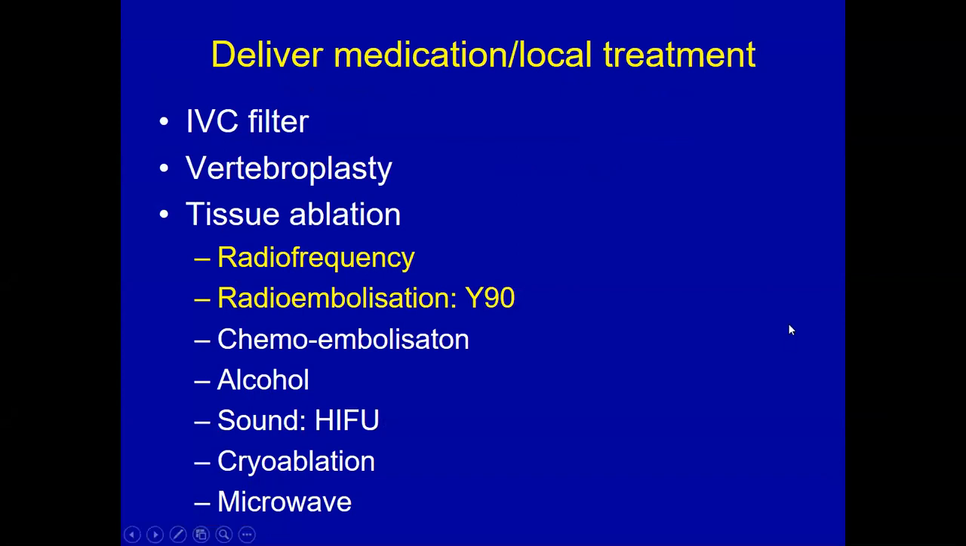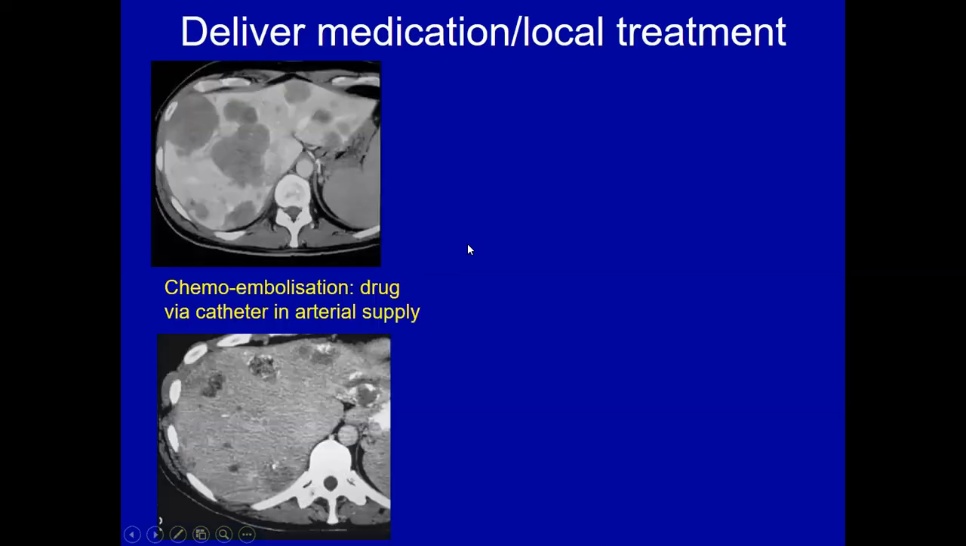All right. The last thing is that we can deliver medications using our tools, like IVC filter, vertebroplasty, tissue ablation, and we'll just go through that and show you a few examples. Tissue ablation, there are many techniques, either through the catheter, you can do chemoradioembolization, you can deliver alcohol, you can deliver sound, it's called high intensity focus ultrasound, you can deliver freeze cryoablation, you can deliver heat, either microwave or radiofrequency ablation. And there's some examples.